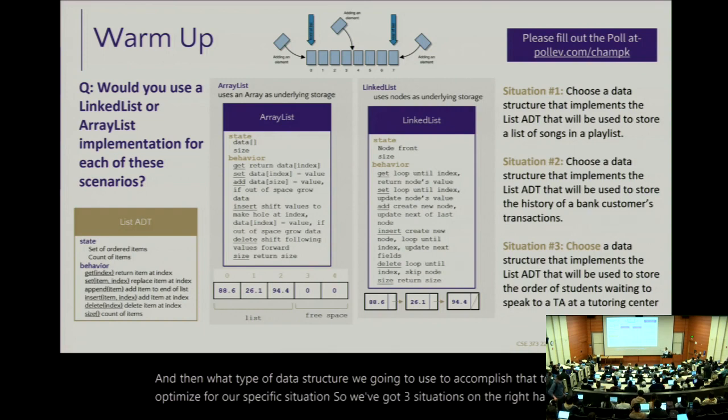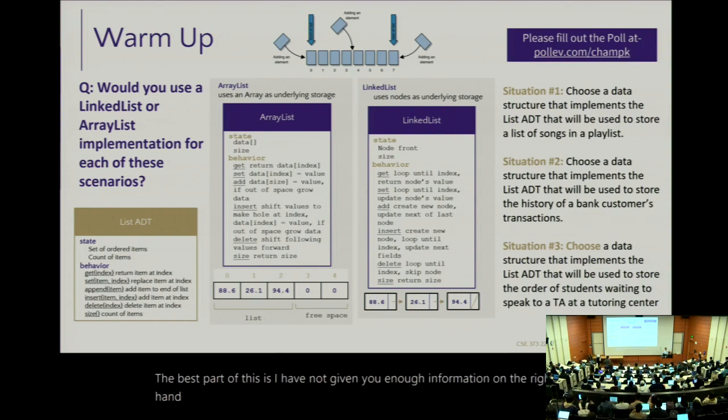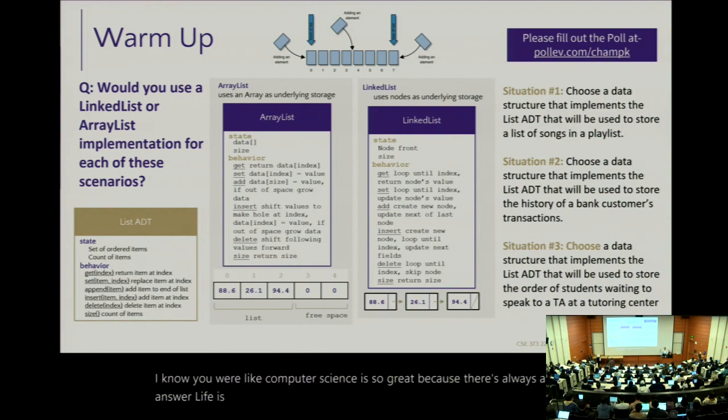I want you to take a couple minutes, talk to the people around you. The best part of this is I have not given you enough information on the right-hand side for there to be only one answer to this question. Yeah, I know. You are like, oh, computer science is so great because there's always a right answer. Life is ones and zeros, black and white. No more. Welcome to the gray area.